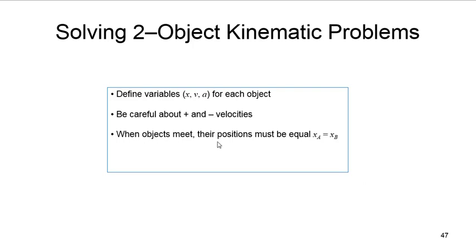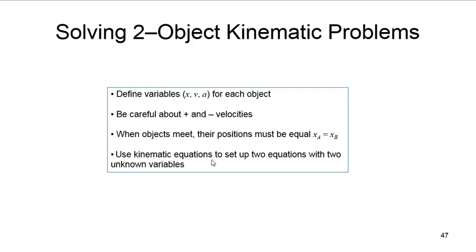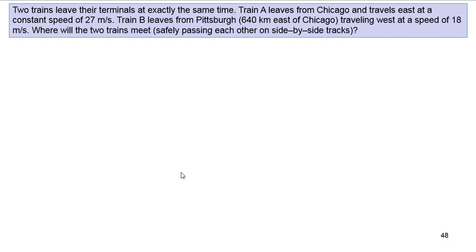When objects meet, their positions must be equal. So the x position of object A is equal to the x position of object B when they actually meet. And so the general way we're going to solve these is we're going to use a kinematic equation for each object. So we'll have two sets of equations, and each of those equations will have two unknown variables. One of the unknown variables will be the position when they meet, and the other unknown variable will be the time when they meet. So we'll have two equations with two unknown variables, and then we can solve those using algebra.